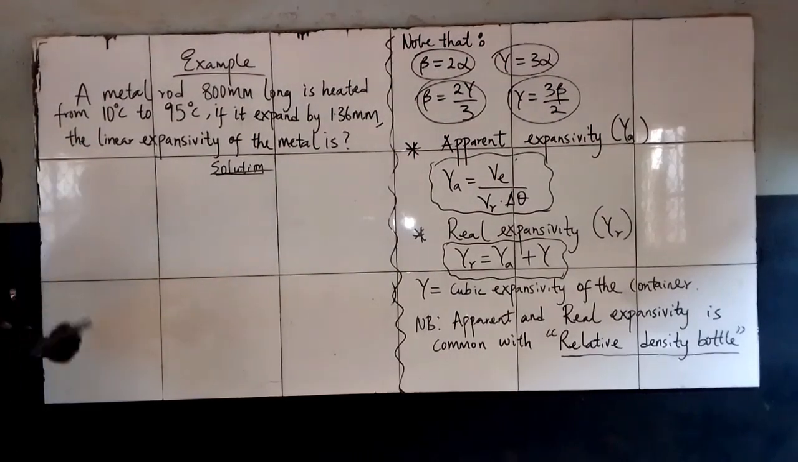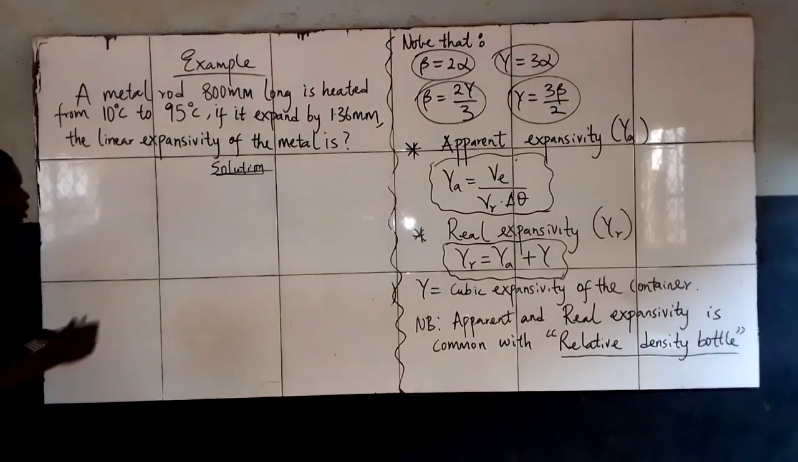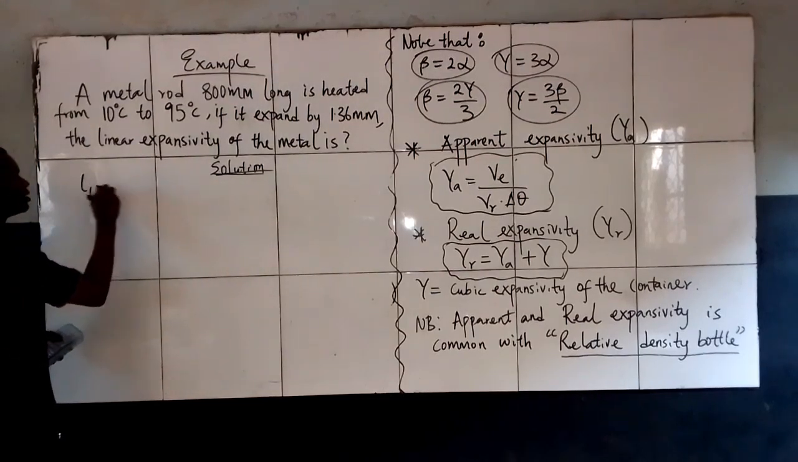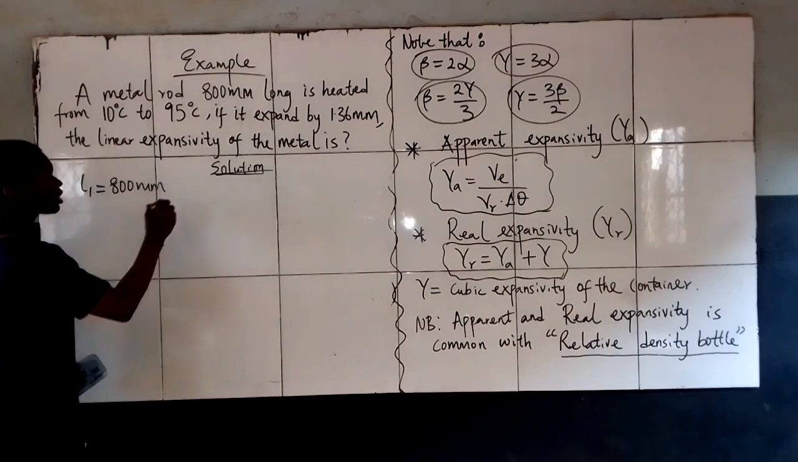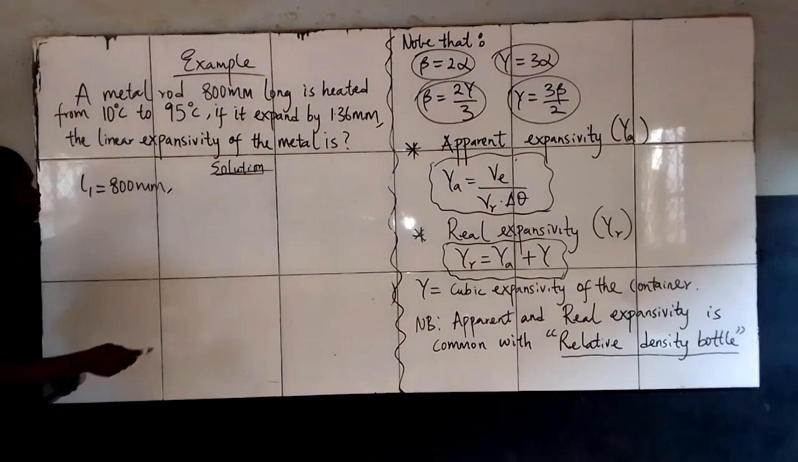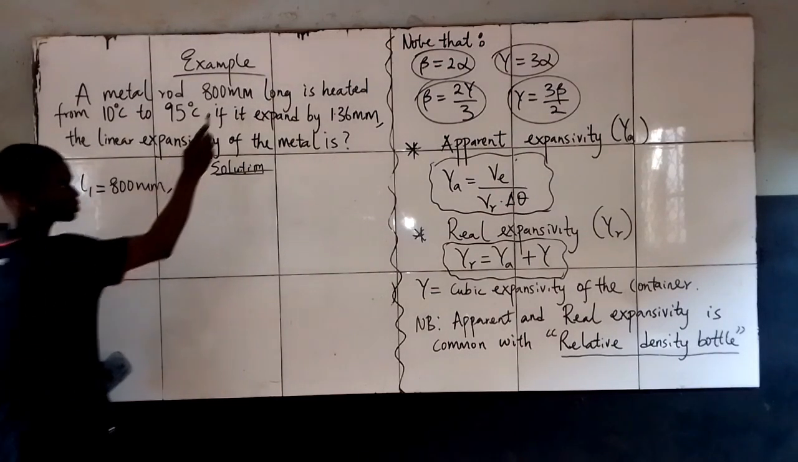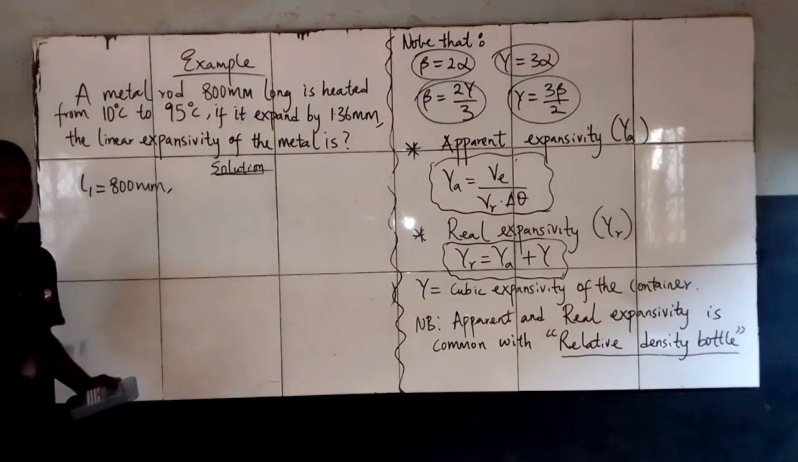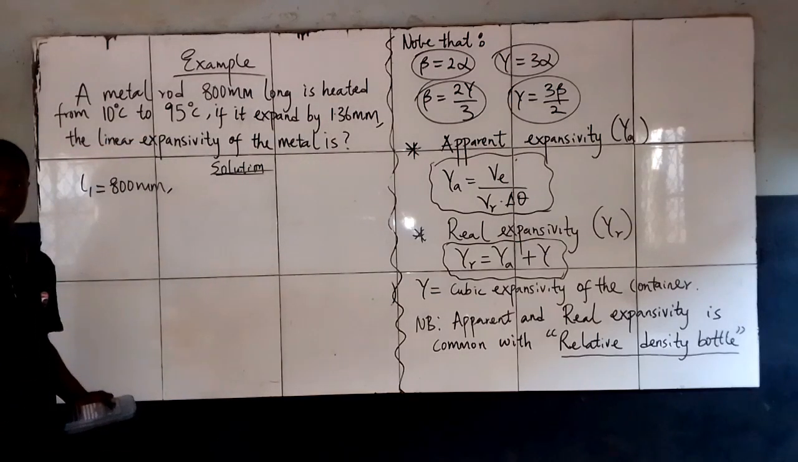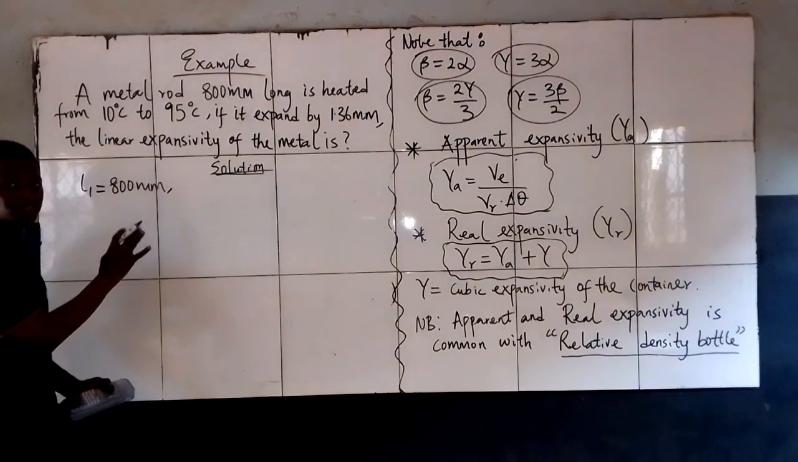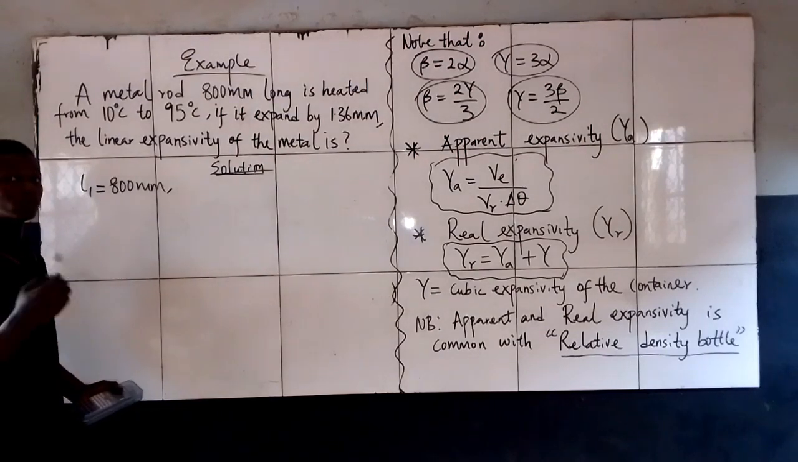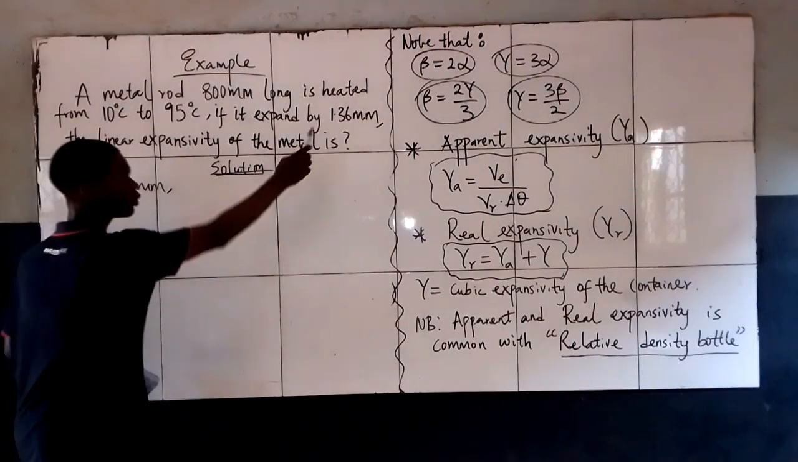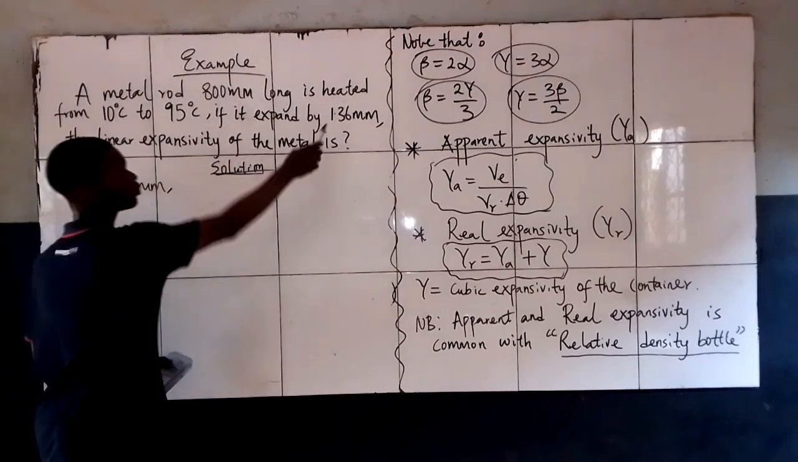800 millimeter long. That was the initial length of the metal before it was heated, is it not? So come and write L1 equals 800 millimeter. Now you can choose to convert, you can choose not to convert. Why did I choose not to convert? Because the two lengths given were in millimeter. They will cancel out definitely. So I can choose to leave mine as this. The more you practice questions, the more you know when to convert and when not to convert. This is a scenario you don't have to convert because both are in millimeter.